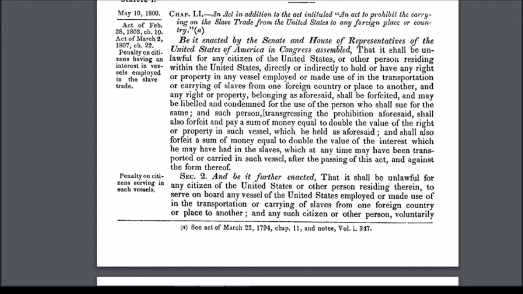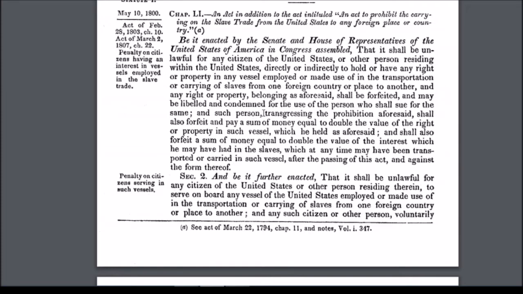Section 1: Be it enacted by the Senate and House of Representatives of the United States of America in Congress assembled, that it shall be unlawful for any citizen of the United States or other person residing within the United States, directly or indirectly, to hold or have any right or property in any vessel employed or made use of in the transportation or carrying of slaves from one foreign country or place to another. All right, so this is actually saying that you can't own any property or any parts of any vessel or slave ship that's used to transport or carry slaves.